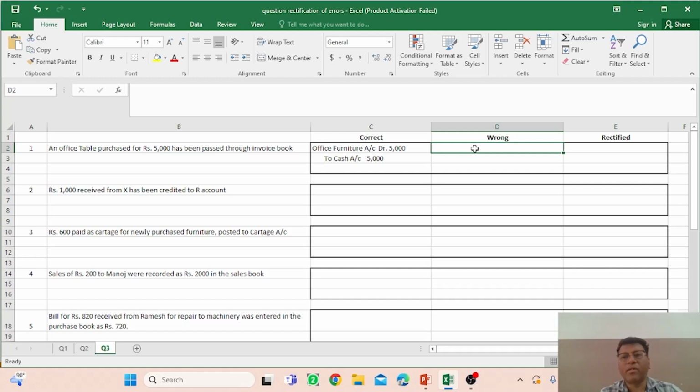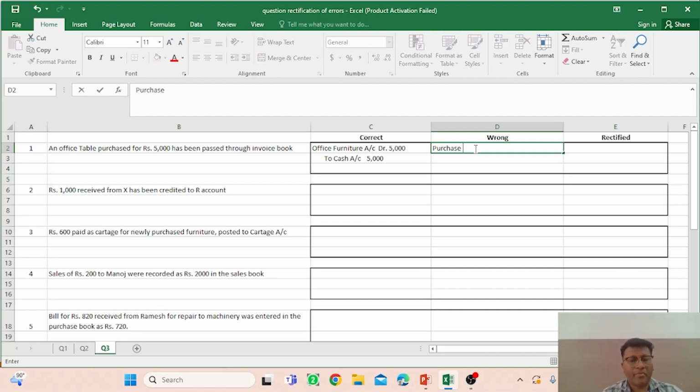And now we have to consider the wrong entry, because this particular entry relates to a furniture purchase. This is not a purchase, because if you are buying goods for resale purposes, that is known as purchase, but this is an asset. An asset should be displayed on the asset side of the balance sheet, so it is to be debited. But as per the case, the invoice book was used. It means you have to assume the wrong entry posted in the book was purchase account debit to cash account.